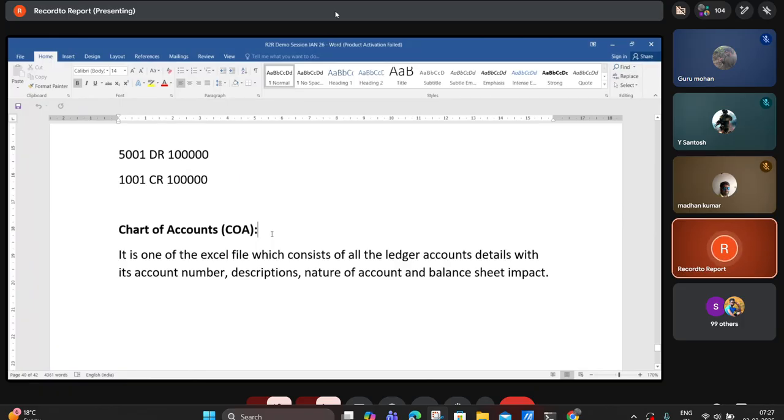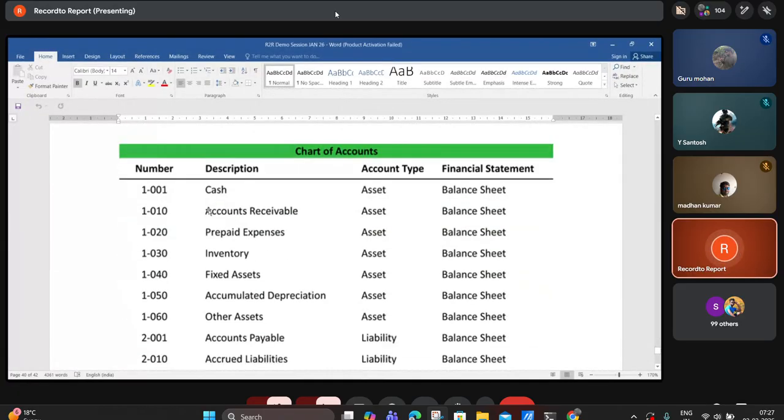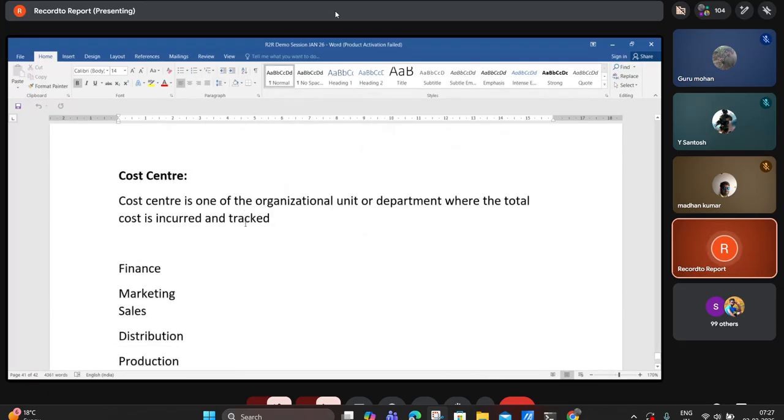For every set of ledger accounts, there is one code. That code will be updated and maintained in this particular Excel file. That is called the chart of accounts, guys. So we have multiple codes, for example 1-0001, 1010, 1020, 1030, 1040. These are the examples which have been given, guys.